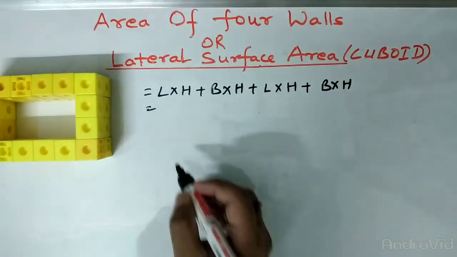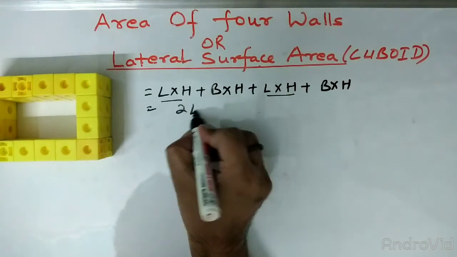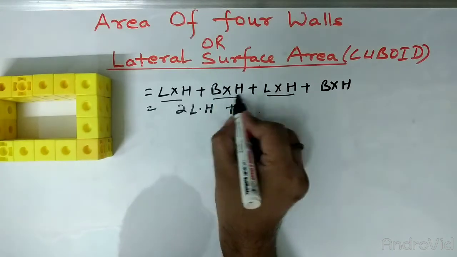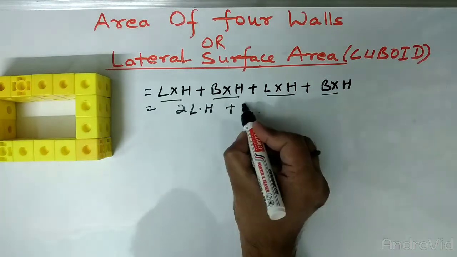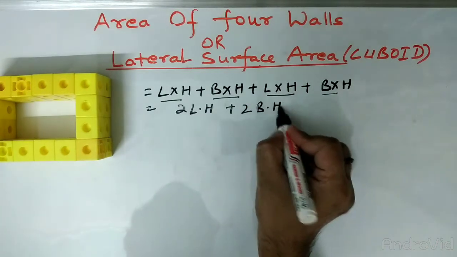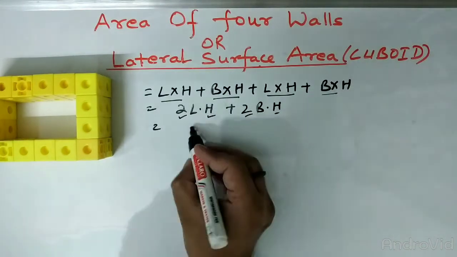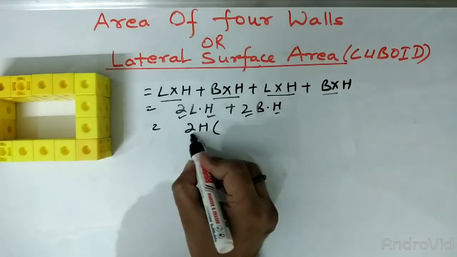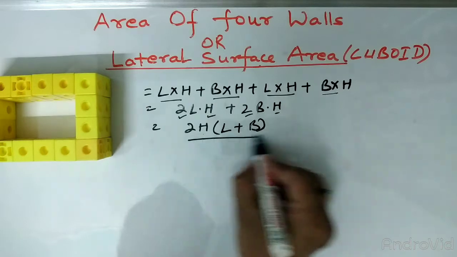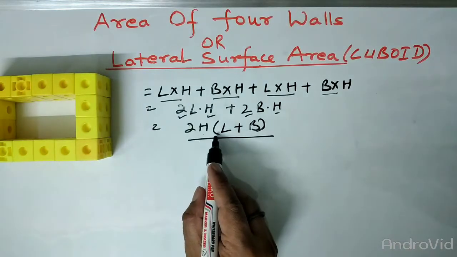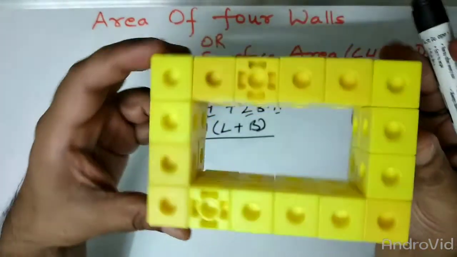We will simplify this equation now. So we are having 2 length into height, so we can write it as 2 times length into height. Similarly we are having 2 times breadth into height, and second one breadth into height, so we can write it as 2 times breadth into height. So here we can take 2 and height as common. So 2 into h I have taken as common, and inside the bracket we are left with length plus breadth. So 2 times height into length plus breadth is the lateral surface area of this cuboidal room.